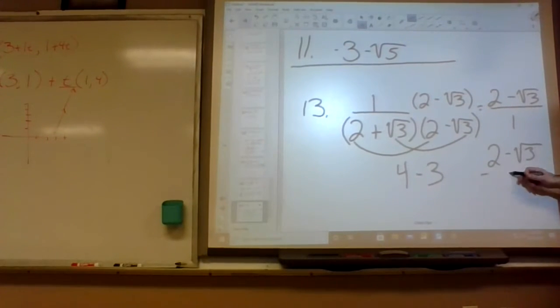You don't really need the 1, so it's just 2 minus square root of 3. So is it just 1 under the 2 minus? No, we just wrote that because that's not the answer. If there's a 1 on the bottom, then why do you need it? Why would you write it?